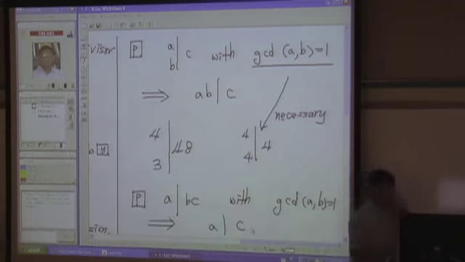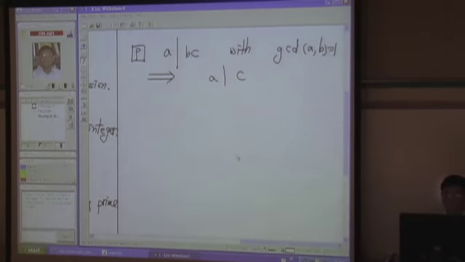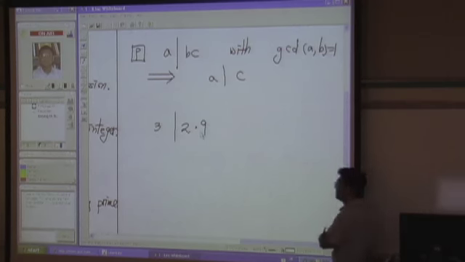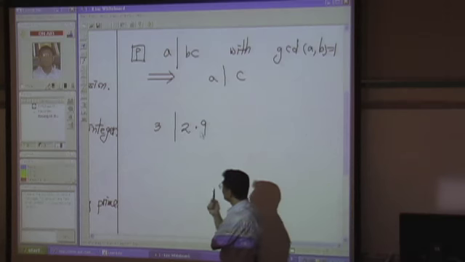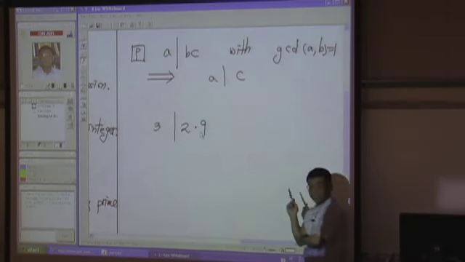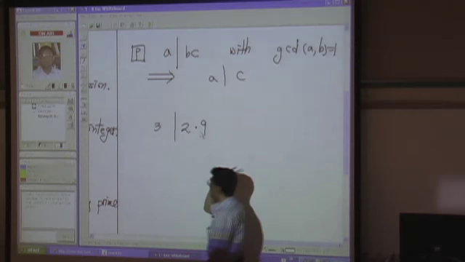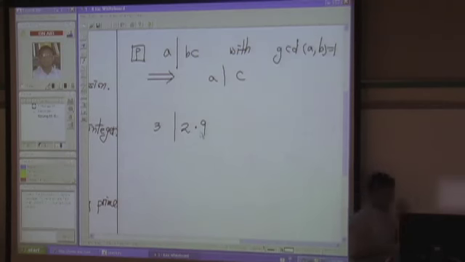So I will give you an example. 3 divides 2 times 9, right? And the GCD of 3 and 2 is 1. Then, what can you say? 3 divides 9. Do you follow me? So you have this situation. If the GCD is not 1, then we may have some other case.